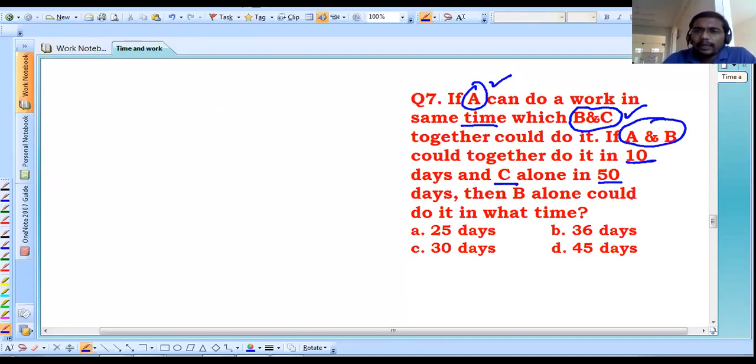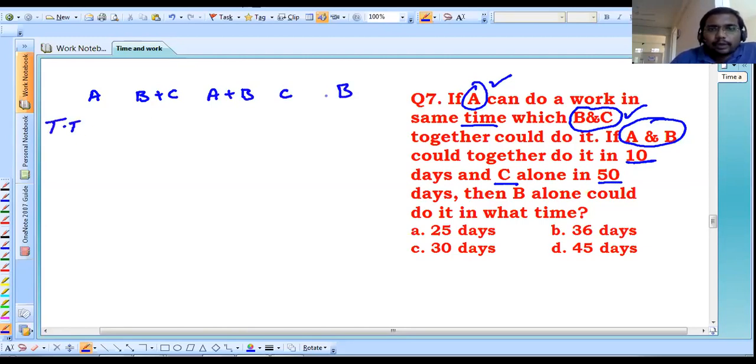in what time can B alone do it? So simply, A is the first value, the next value they are saying is B plus C, the next is A plus B, and the last value is C. Our finding should be B. This is your question: B is taking how much time?